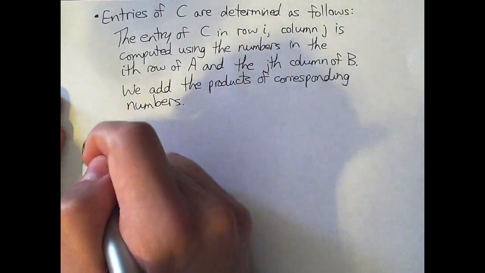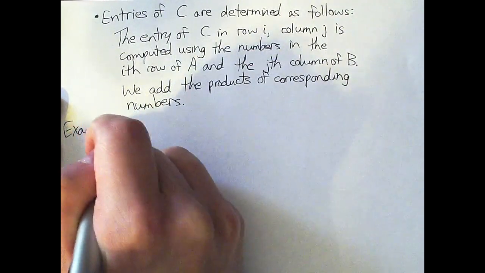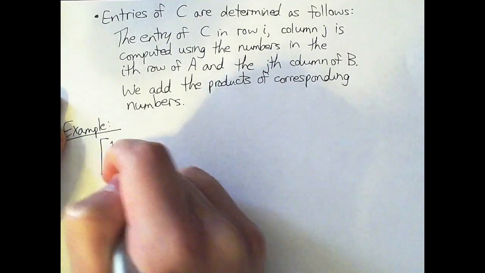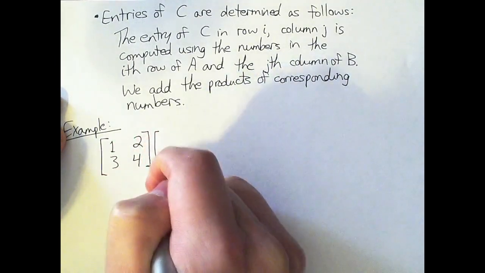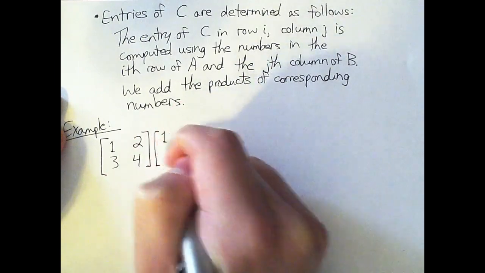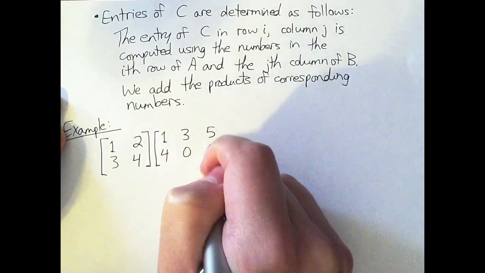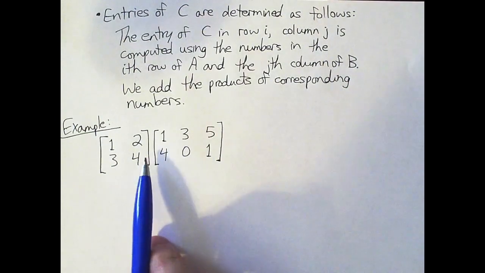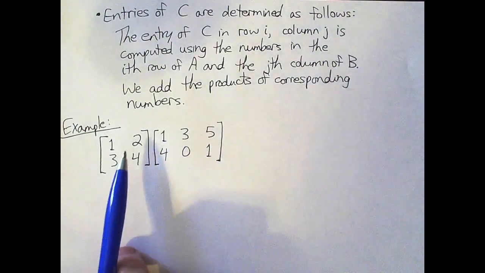So suppose I want to do an example. Suppose I want to multiply the matrix 1, 2, 3, 4 by the matrix 1, 3, 5, 4, 0, 1. And, you know, when you multiply two things, you can just put them side by side. You could put a little dot in the middle to say multiplication if you want, but it's optional.